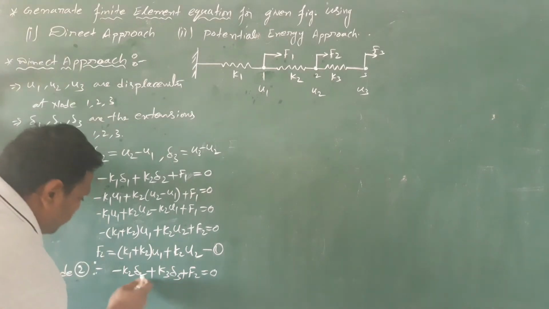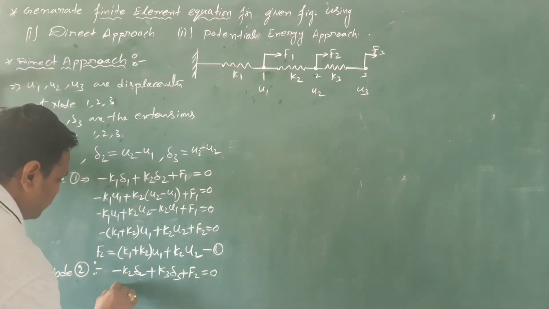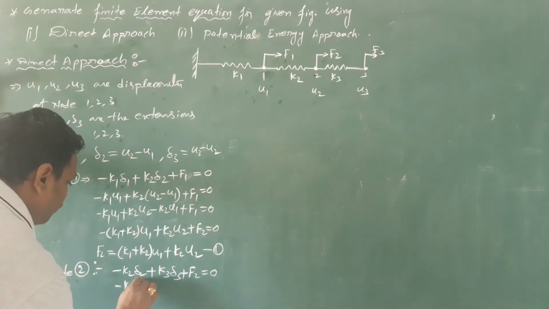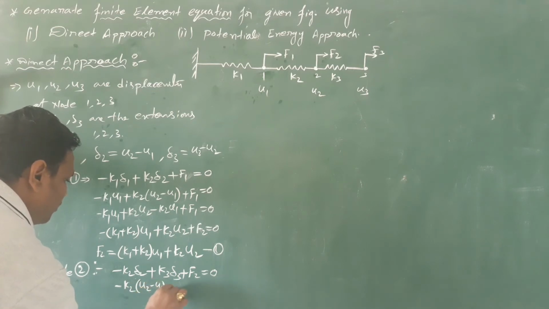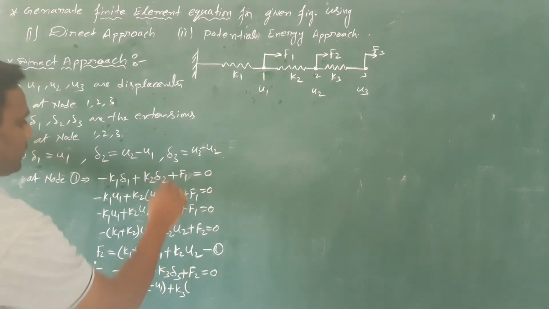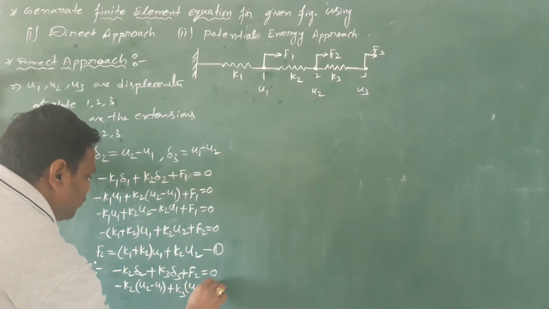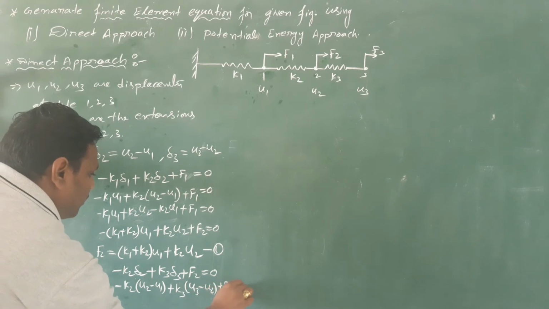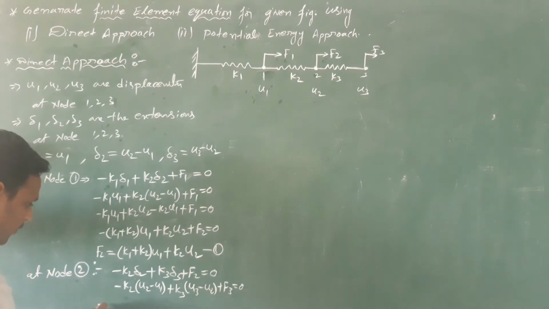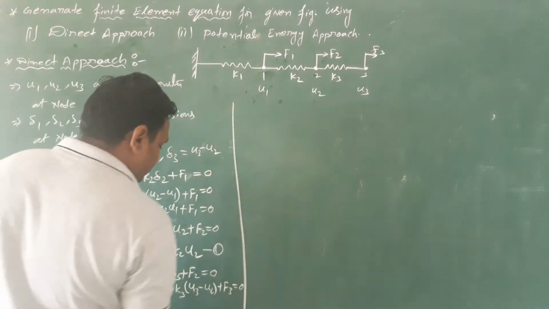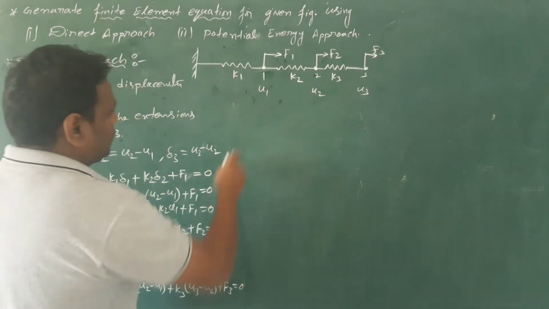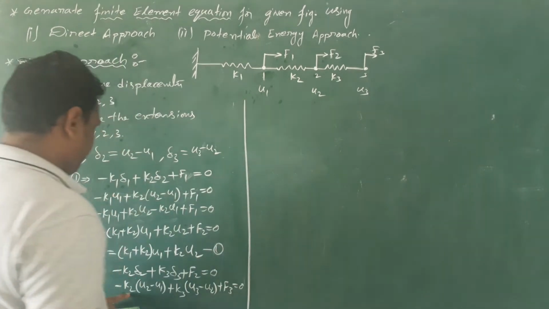Now substitute all those values. The deflection K2 delta 2 means K2 (U2 minus U1), plus K3 delta 3 means K3 (U3 minus U2), plus F3 is equal to 0. Now simplify this entire equation.